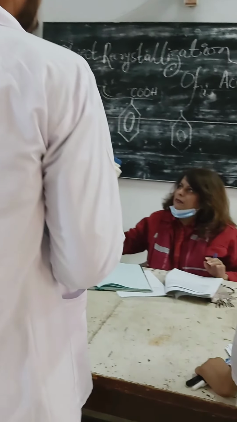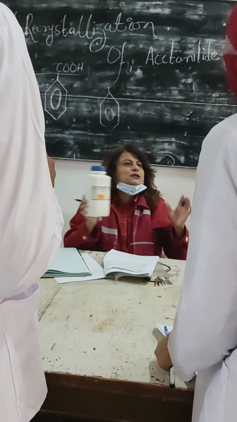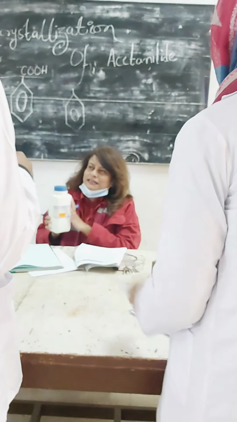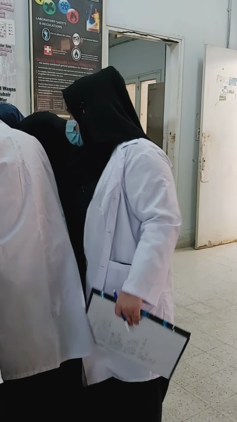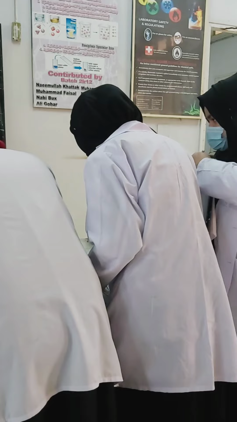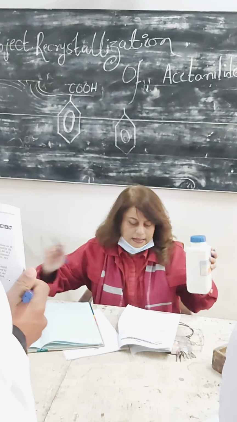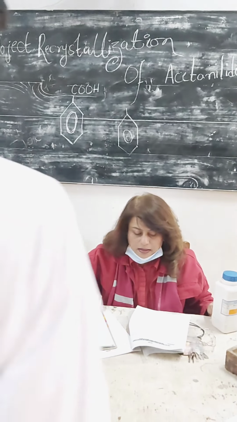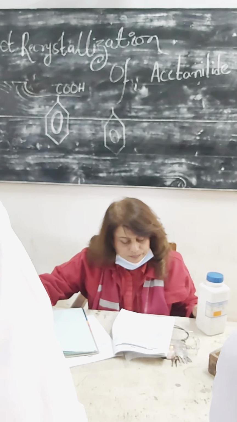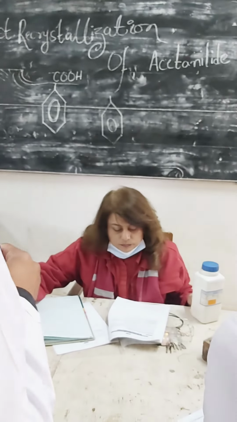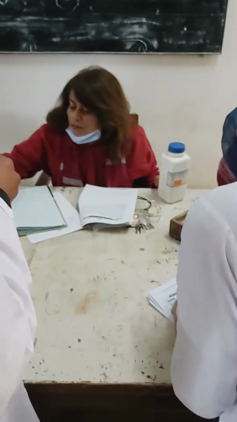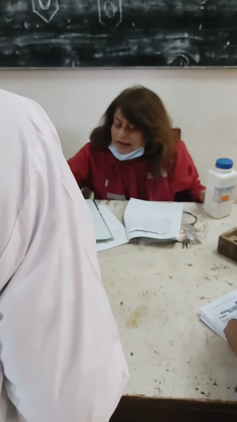So I'm telling you the name. When you know the name of the compound, that means you know everything about the compound. First of all you will write down the object. What is the object? Identification of known unknown organic compound, right? First of all, you just write the general heading, known unknown organic compound. This is the general heading.